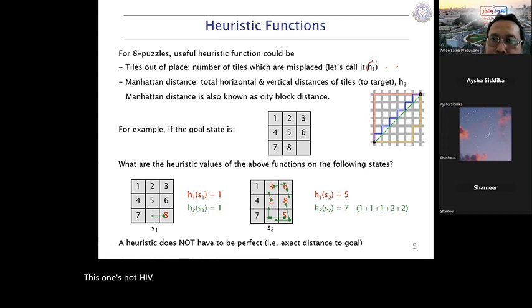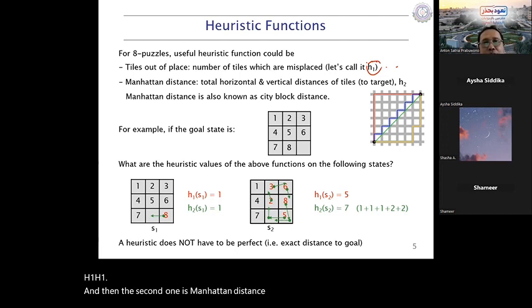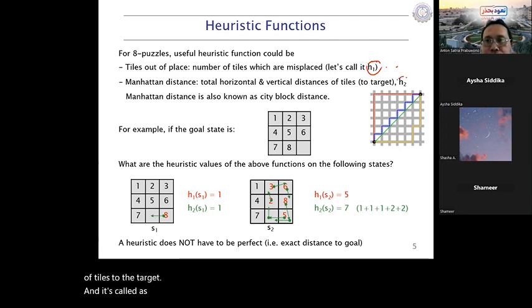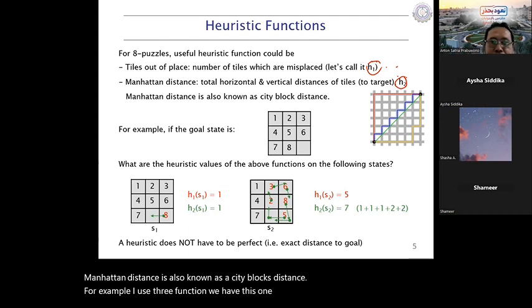H1, yes. And then the second one is Manhattan distance, the total horizontal and vertical distances of the tiles to the target, called H2 here. Manhattan distance is also known as city block distance. So, for example, by heuristic function, we have this one.